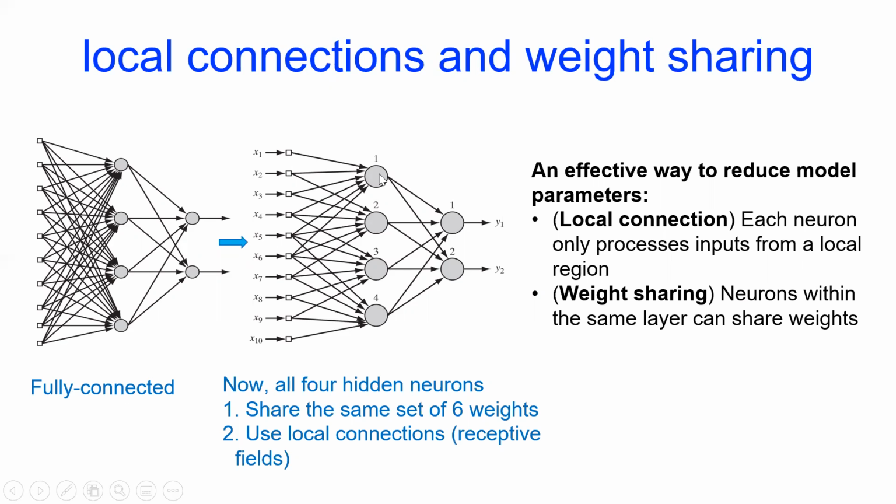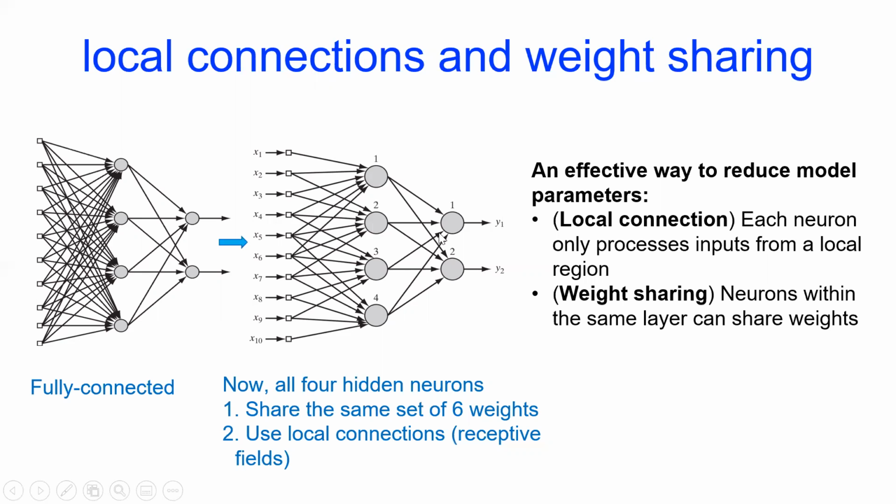Each node now only processes some inputs from a local region. For example, each node only processes 6 nodes in some kind of local region. Of course, how to define the local region, we will talk about in the next slides. We need some meaningful local region. But essentially, each of the nodes only needs to take care of a small portion of the inputs. This is called local connection.